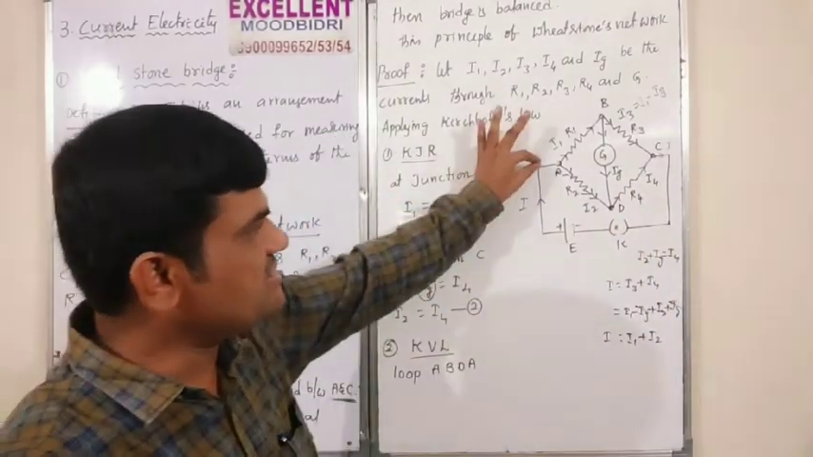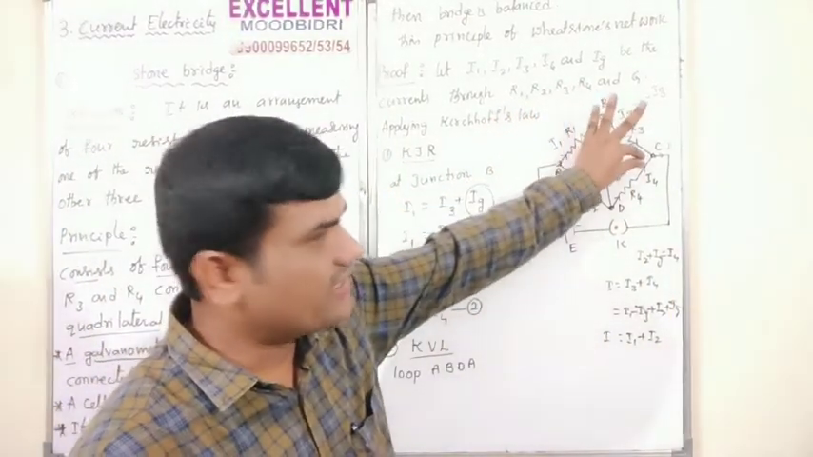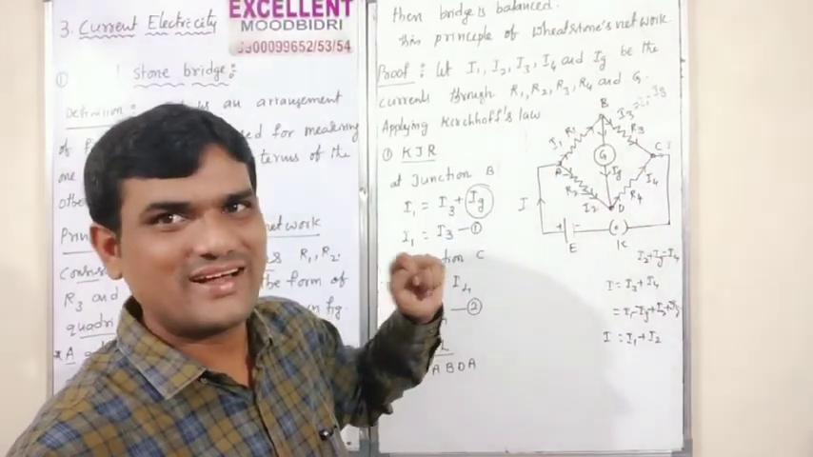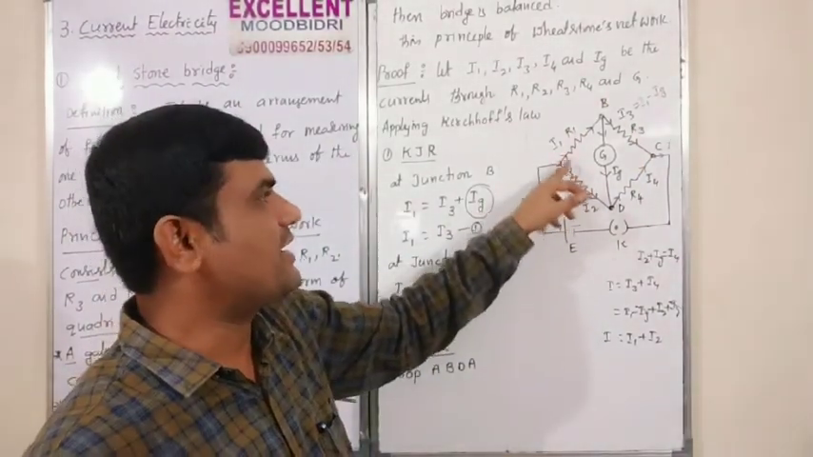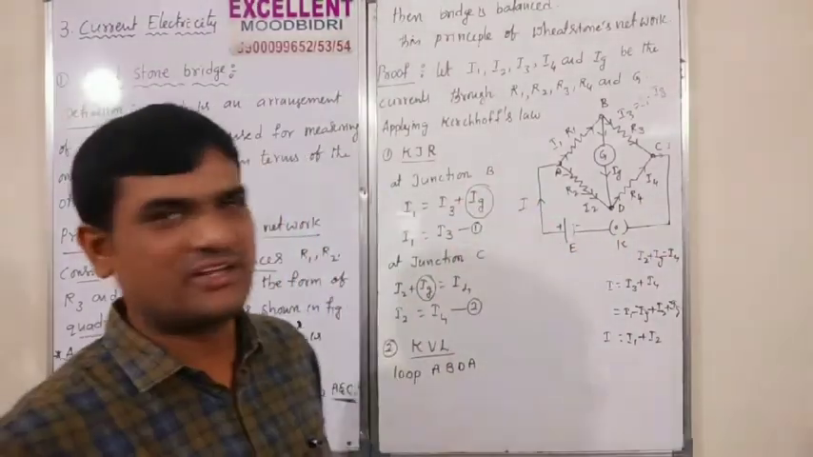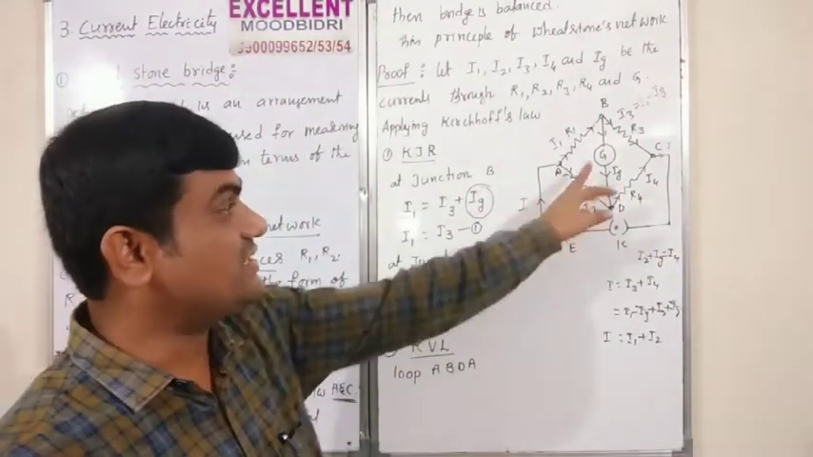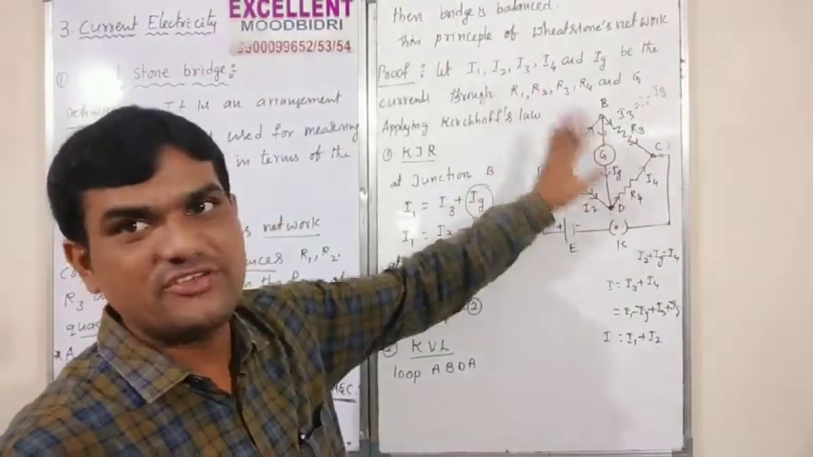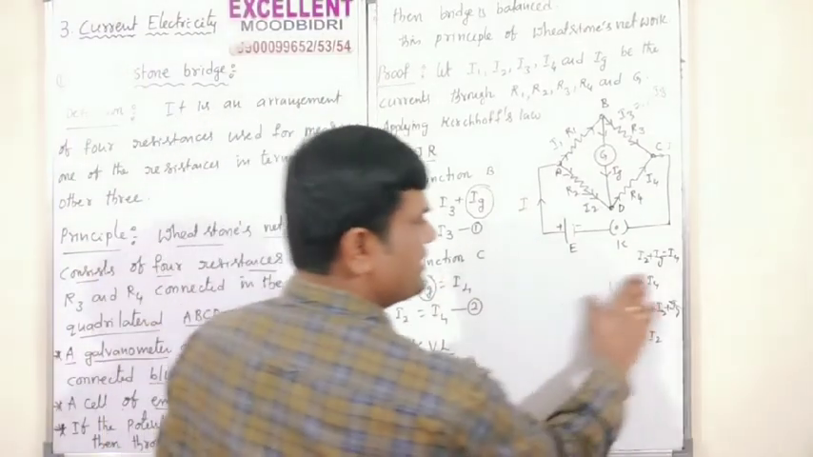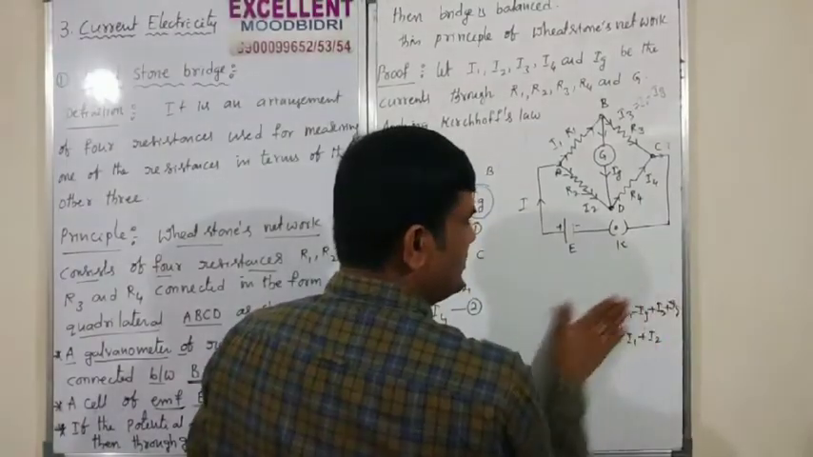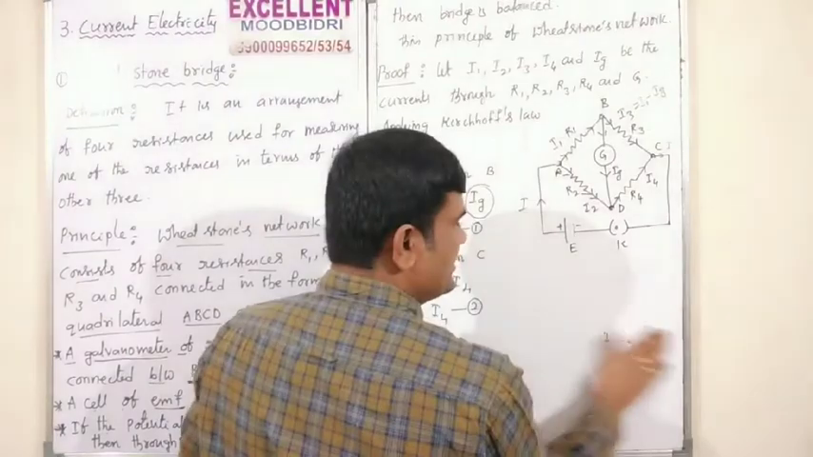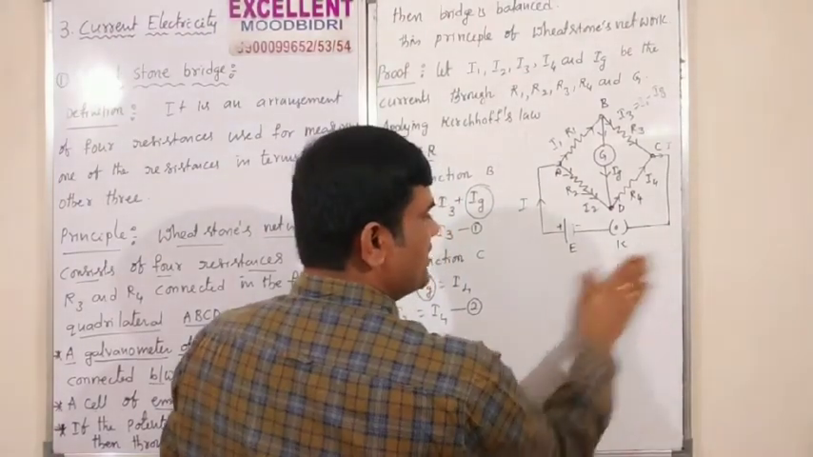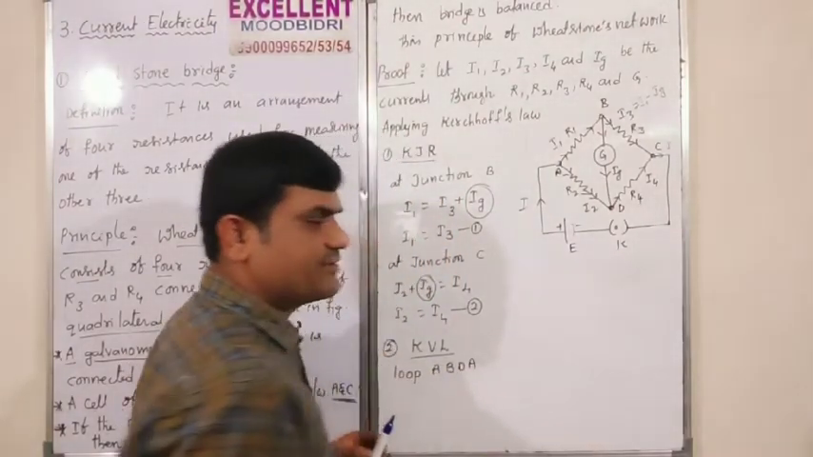Correct? Here current can split. Here current can add. Right? So here split means parallel combination. Here add means this is series combination. Are you clear? So our current division is correct. So now I can remove this one. Okay, so now you can show that R1 by R2 is equal to R3 by R4.